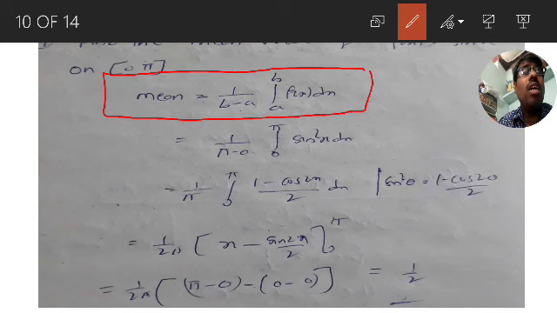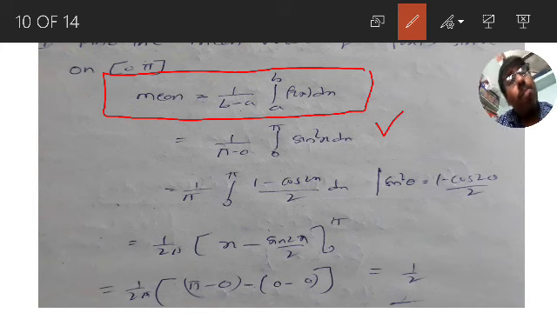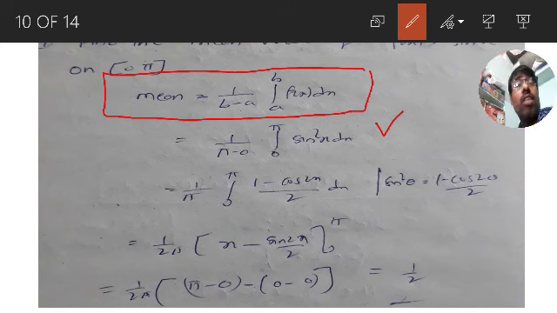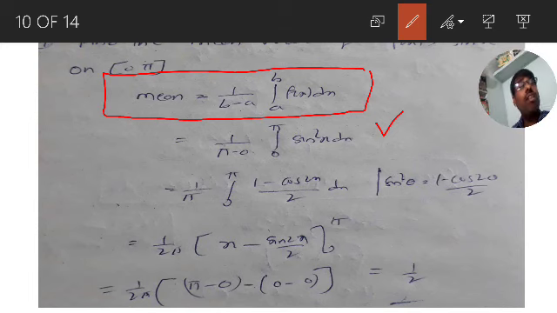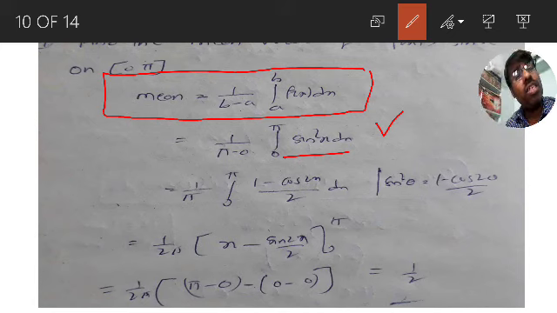Here f of x is sine square x and a is 0, b is pi. Substitute: 1 by pi minus 0 integration 0 to pi sine square x. We have a formula for sine x, we have a formula for cos x, but we didn't have the formula for sine square. So how to find the integration of sine square? By the fundamental theorem of integral calculus, you have to integrate, then apply upper limit minus lower limit. Directly there is no formula for integration of sine square.